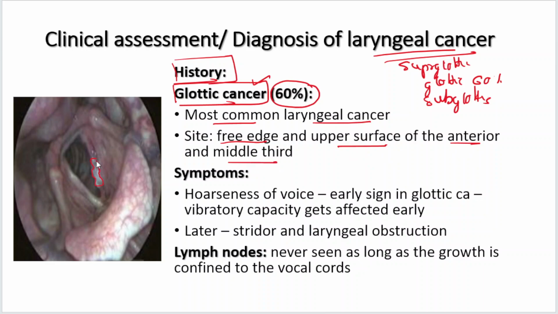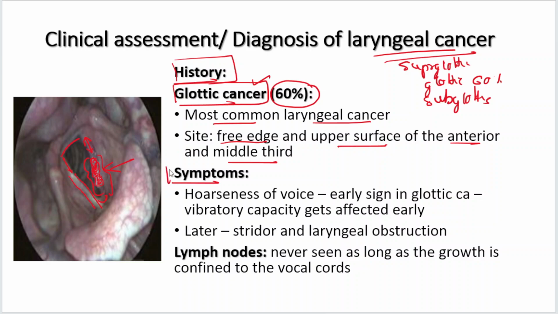Okay, can you see this white one here? This is the normal vocal cord. This appears to be the right vocal cord. So there is an exophytic lesion. There is an ulceroproliferative lesion on the right vocal cord present at the free edge and upper border of the vocal cord. Okay, it is not involving the anterior commissure. It is not involving the posterior commissure. It is not involving the membranous part of the vocal cord, that is the vibratory region. It is getting affected. So this is the most common site of glottic cancer.